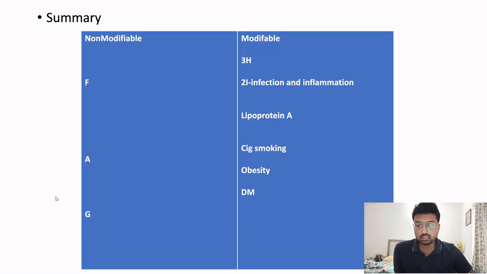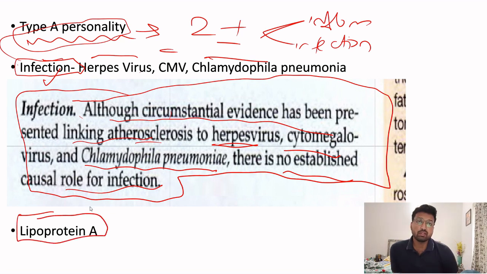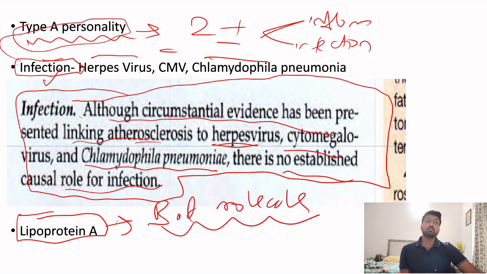Lastly, we talk about this lipoprotein A molecule. Lipoprotein A is just another form of LDL, but independent of LDL levels. It is a very bad molecule. LDL is bad, but this is super bad. Some patients may have a normal LDL level, but even if they have normal LDL, if this is very high, it will still lead to atherosclerosis.